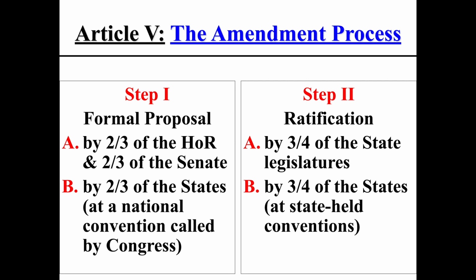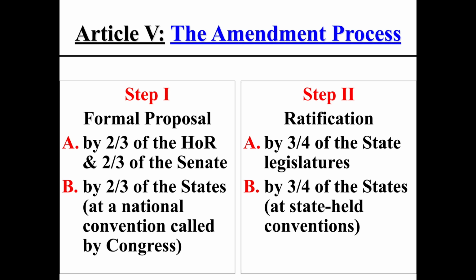They wanted, if we did change the wording of the Constitution through a formal amendment, they wanted it to be sure. And so there are basically 4 ways an amendment can be proposed and ratified. 2 forms of proposal, 2 forms of ratification. The first formal proposal method is by 2/3 of the House of Representatives and 2/3 of the Senate. Or you could have a 2/3 majority of the states that propose at a national convention that's called by Congress.